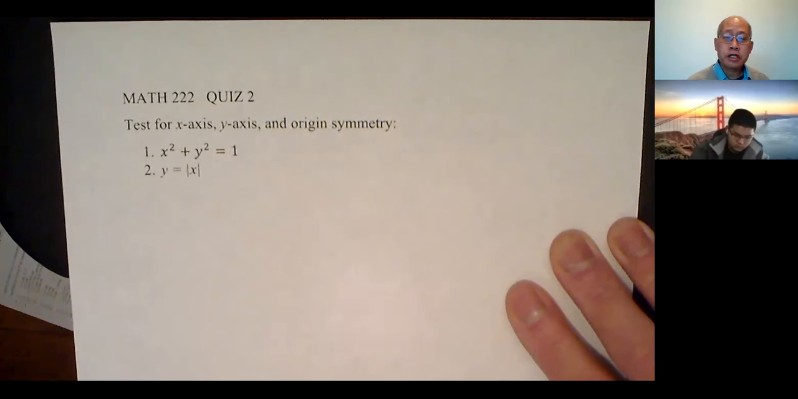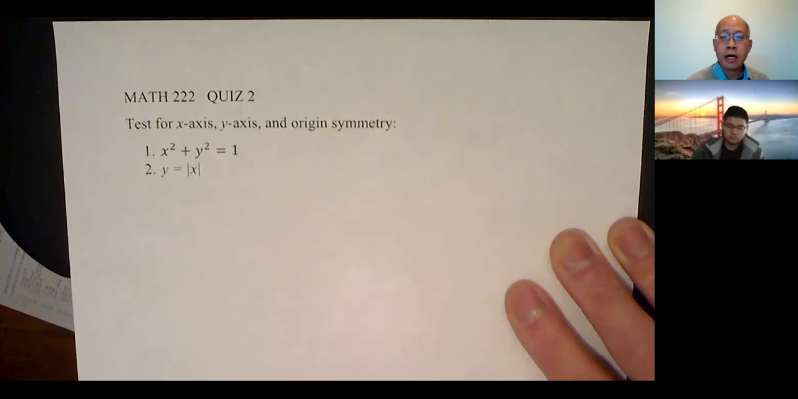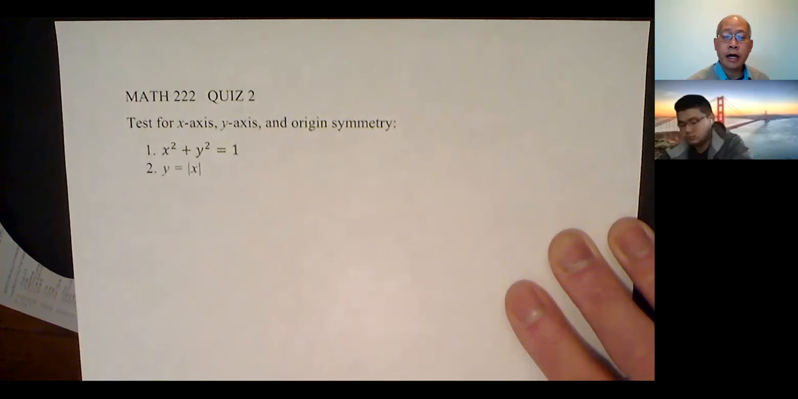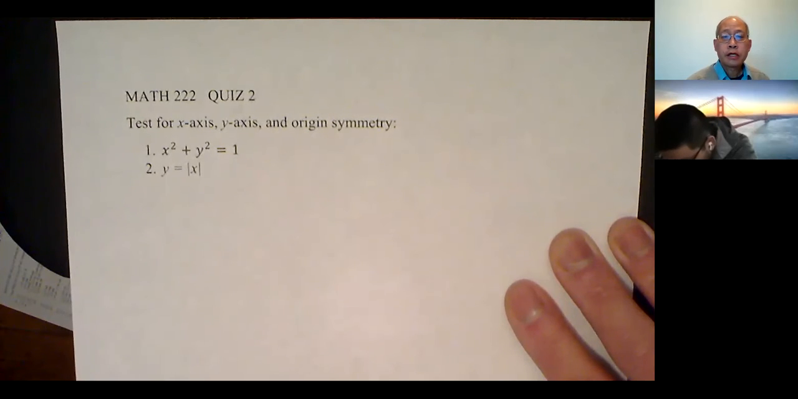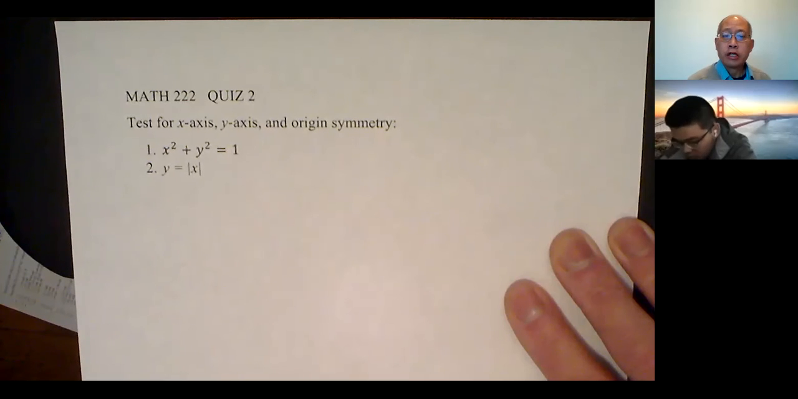Okay, so test all the symmetries. And everybody is responsible for both problems. Okay, so even though you're going to work in your group, I'll put you in your groups in a second, but everybody is responsible for their own, and I'll grade you individually, not as a group. So each problem has 3 parts. Number 1, test for x-axis symmetry, then test for y-axis symmetry, and test for origin symmetry. Look back in your notes if you didn't get that, and do the same thing for number 2.